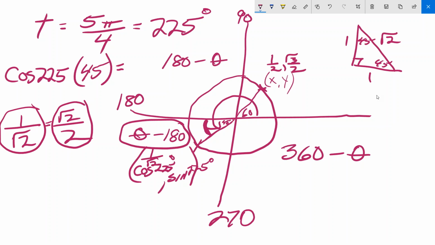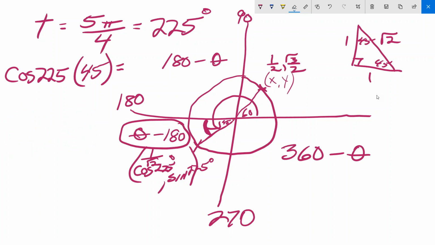As I said, most trig teachers don't really care whether you rationalize it or not. And we'll get to that later. There's a real good reason why they don't care. It's easier to leave it unrationalized. So I put the answer down as 1 over root 2. Now that's the x-coordinate. What's the y-coordinate? Okay, but more importantly, it's the sine of 225.